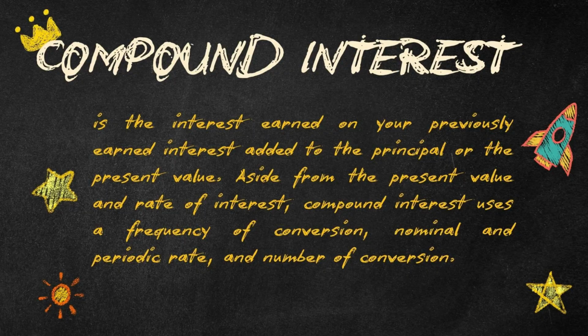This is because compound interest is the interest earned on your previously earned interest added to the principal or present value. That's the definition of compound interest. Now, when solving, aside from the present value and interest rate, it also uses frequency of conversion, nominal and periodic rate, and the number of conversions.